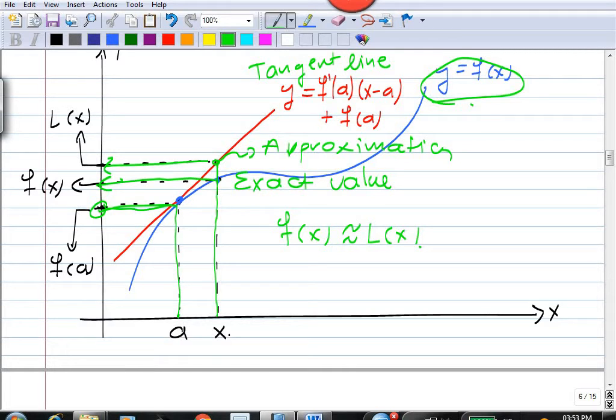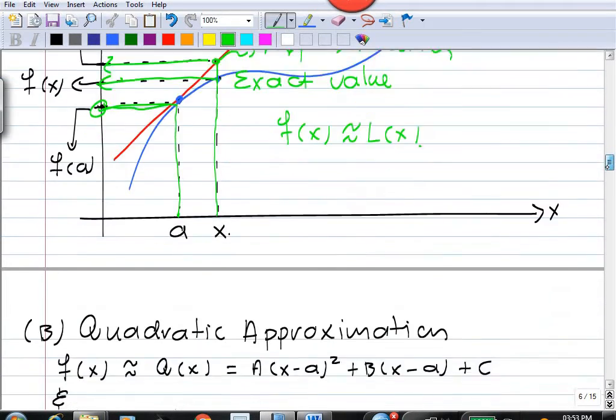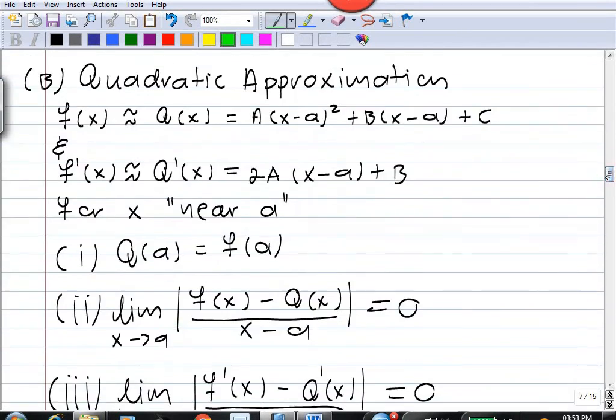Now, this is very good for approximating function values. But in some cases, we are interested not only in the function values, but also in how the function values change. That means we are interested in the derivative. Because remember, the derivative gives you the rate of change in f. So for dealing with rate of change, in other words, the derivative, the straight line we had before is not good enough anymore. So we have to go up a level of complexity. So we go to the next simplest function, and that is a quadratic.